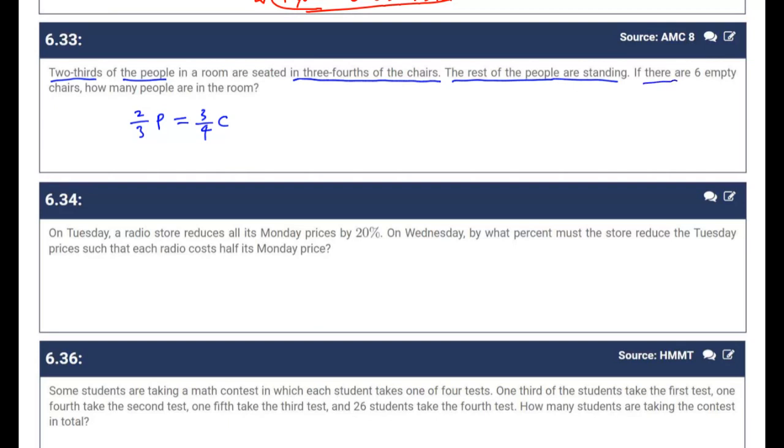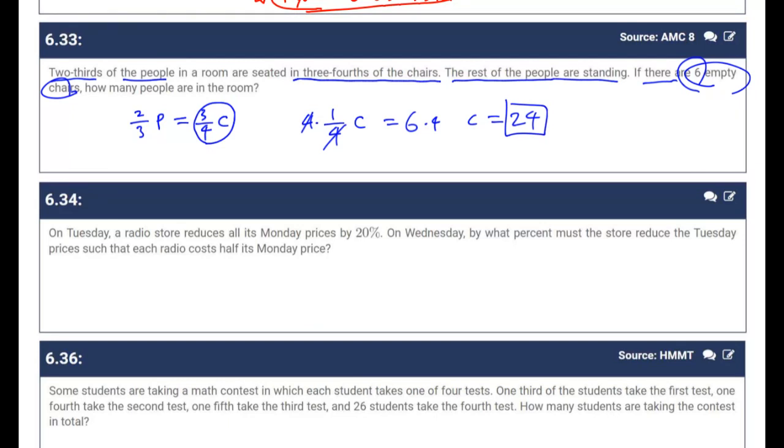If there are 6 empty chairs, now, when 3/4 of the chairs are occupied, we only have 1/4. The rest of the chairs that are not occupied, the empty chairs, will be 1/4 of the total number of chairs, right? And how many is that? That's 6 of them. That gives you the C value right here. Because if I multiply 4 on both sides, C equals 24. So this should be the total number of chairs.